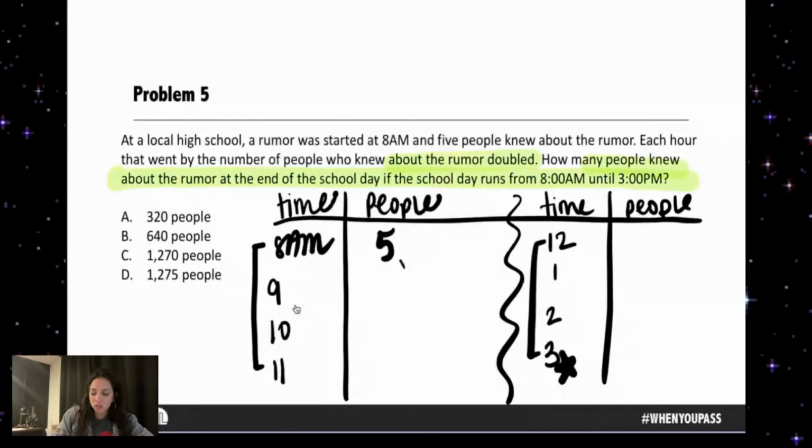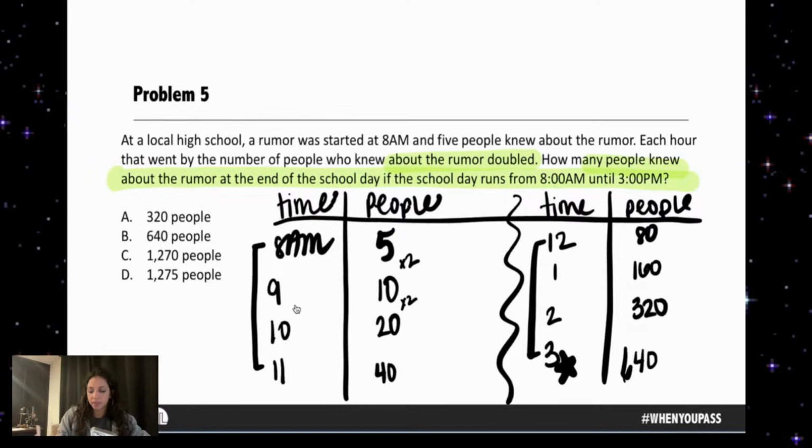So it doubled. So times 2. 10. Doubled. 20. I'm going to use my calculator to move forward. So 20 times 2 is 40, 80, 160, 320, 640. So there's 2 approaches to this. The answer is 640.